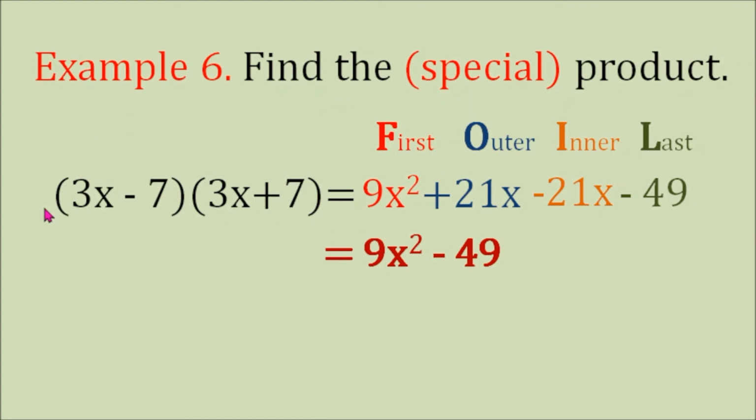Again, because it's a special product, we can skip multiplying the outer terms and the inner terms because the sum of their products will be 0. And we can make a shortcut, that is multiplying the first terms, 3x times 3x, that's 9x squared, and multiplying the last terms, negative 7 times 7, we have negative 49.